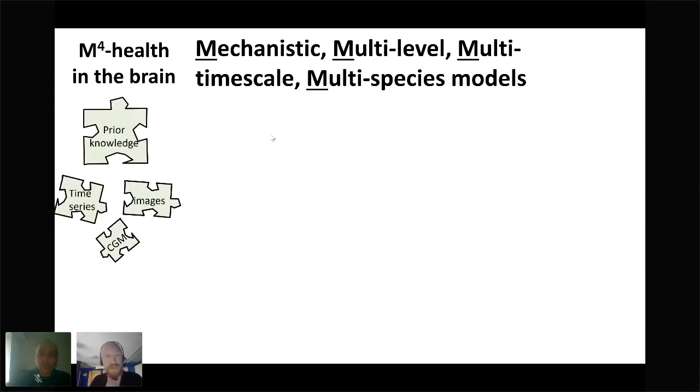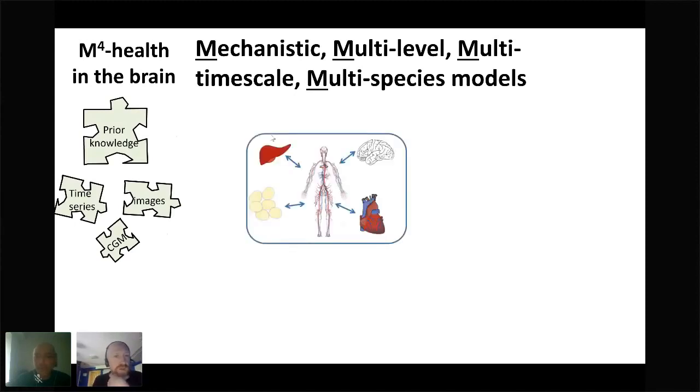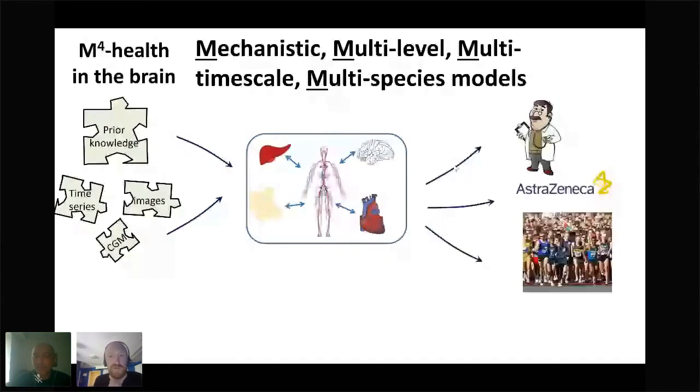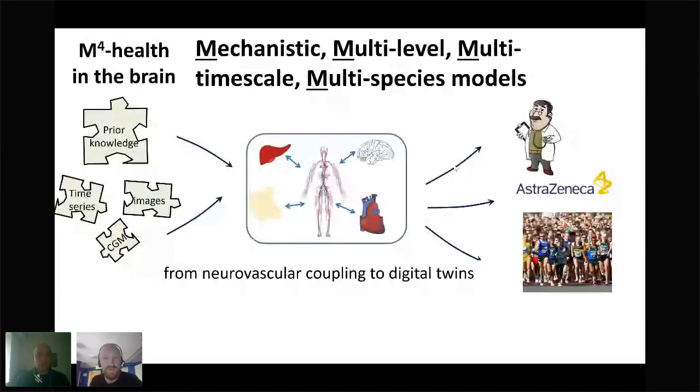And we create these models by basically laying the puzzle of, in general, the human body, but here specifically the brain. So we sort out how to combine different pieces of knowledge, data, and prior knowledge into multi-level models, incorporating all of the main organs in the body. And this should be useful for medical professionals, for drug development. We collaborate with AstraZeneca, and for general people that just want to keep track of their health or improve their health. I will talk primarily about something called the neurovascular coupling, but I will also in the end talk about how we connect this to the whole body level, which is digital twins, so computer copies of a person, which is the basis of a spin-off company that we formed as well.